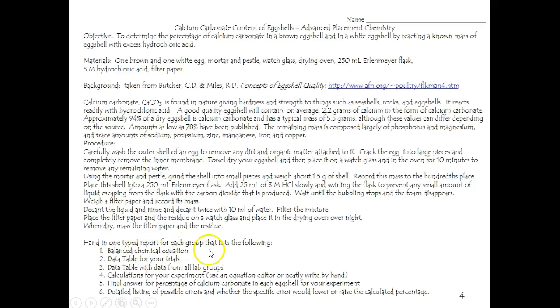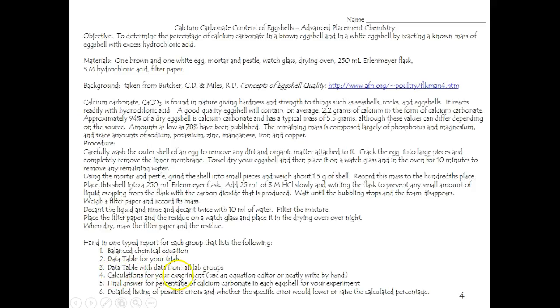A typed report. One per group is what I have listed here, so I guess we'll stay with that unless you guys want to hand in one per student. Let me know. The balanced chemical equation, the data table for each of your trials, with some average data. Also include the data table with data from all the lab groups. What we'll do is have everybody put them on the whiteboard and just take a picture with your cell phone before you leave so you have it.